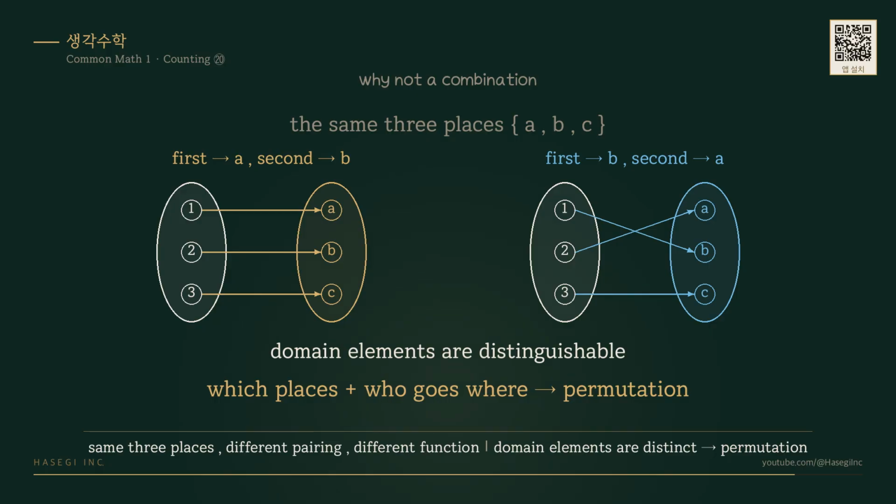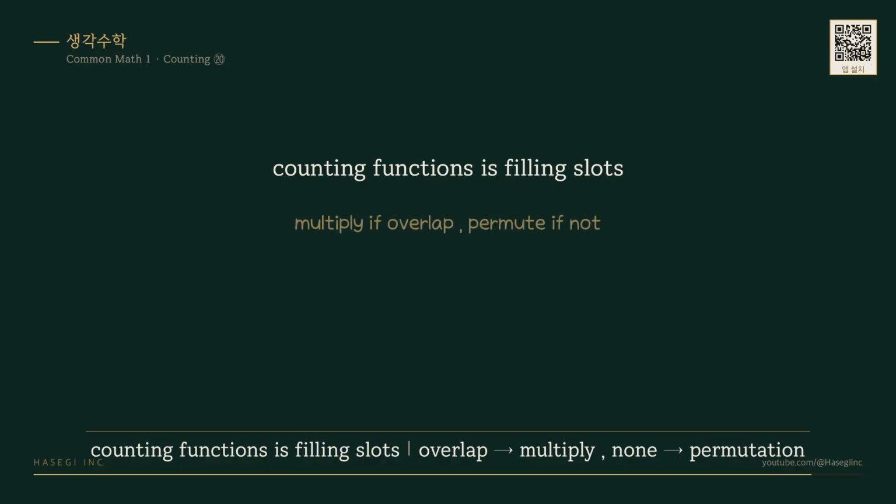order alive. Counting functions is filling slots. If overlap is allowed, multiply. If not, it is a permutation.